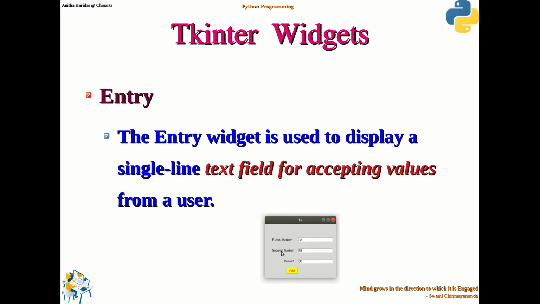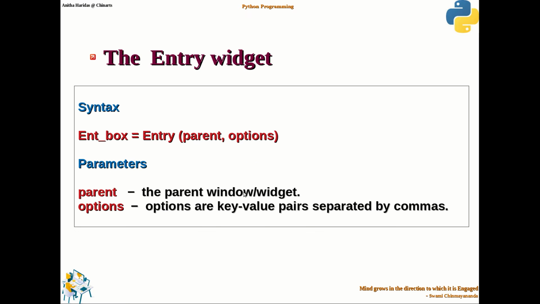So like this, you may want to create a form in which this is the label and this is what you call as the text box, or you call it as entry box, right? So this is where the user will enter the value. So we call it as entry box, right? So you can create entry boxes like this, and these entry boxes will receive a single line text field value from the user. Okay.